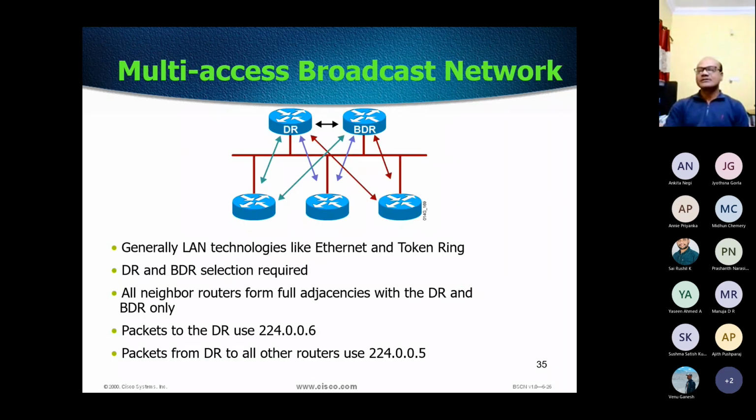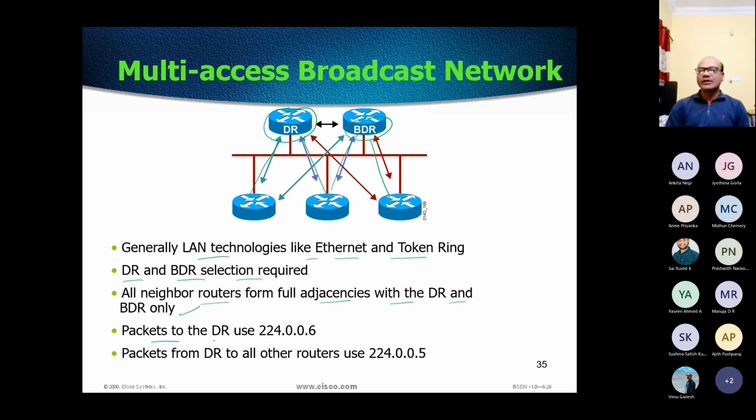Okay, so multi-access broadcast network. Here it requires the election process. As you know, this one has become the DR and this one became the BDR. Generally LAN technology uses Ethernet or token ring. DR and BDR election are required. All neighbor routers form the adjacency with the DR and BDR only.